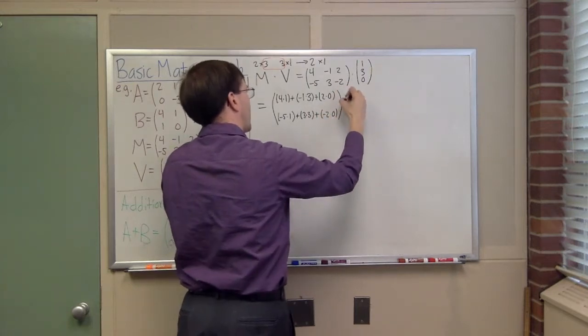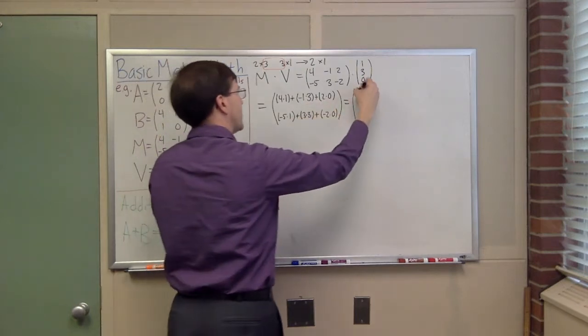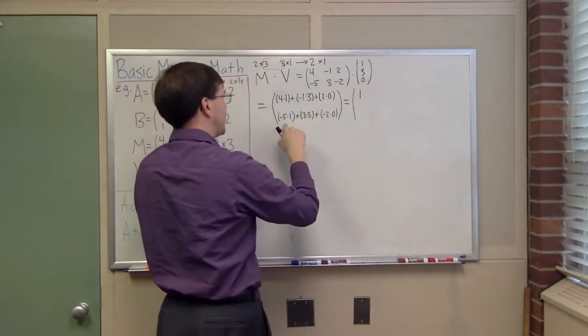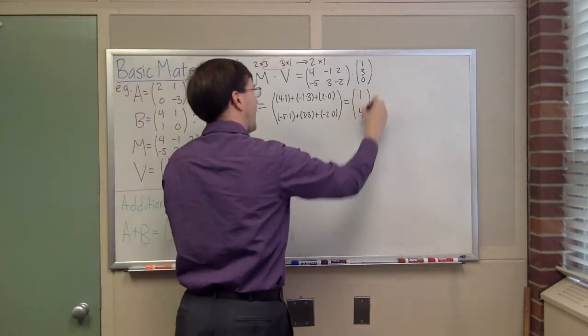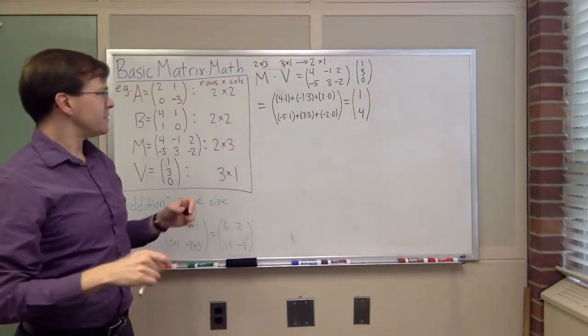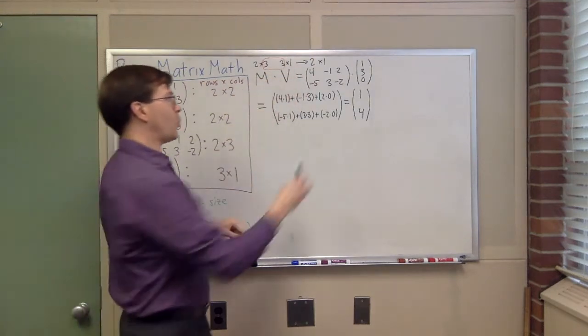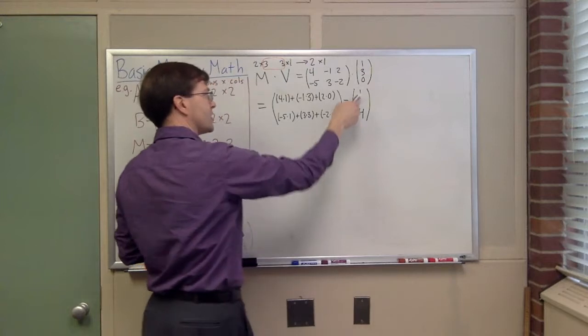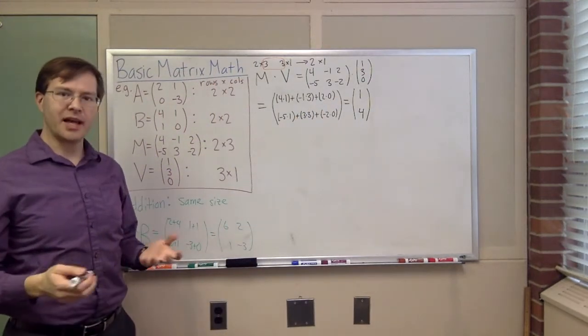And when I work that out, this is 4 minus 3 plus 0 is 1, and negative 5 plus 9 plus 0 is 4, and that's my answer. And you can see that I got one row for each row of the first matrix, and one column for each column of the second, so it was a 2 by 1 matrix I got in the end. That's m times v in this language.